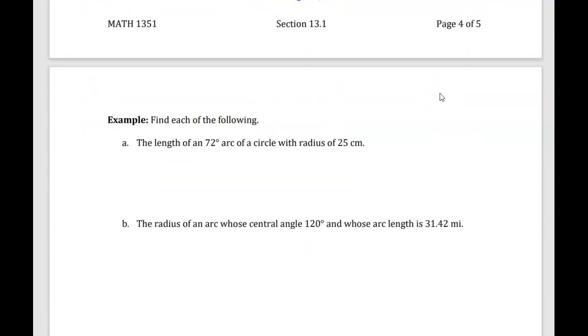So here we want to find the length of a 72 degree arc of a circle with a radius of 25 centimeters. So if I look at this circle, which is a horrible looking circle, and my radius is 25 centimeters, and let's see here, my angle here is 72 degrees. I want to know what the length of this right here is.